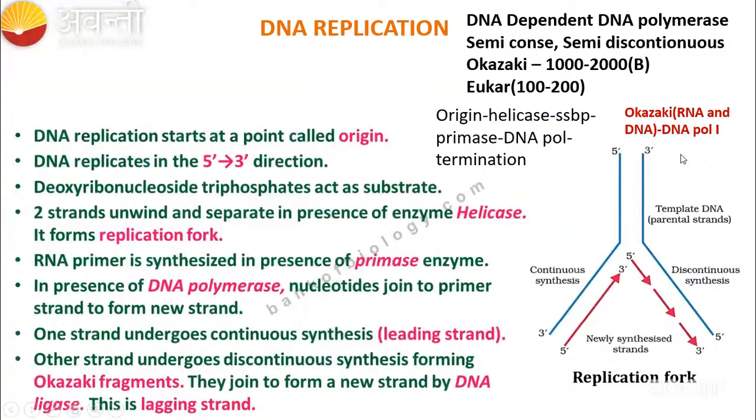Fine. Let us talk about replication, guys. Now I have a question for you: replication in the prokaryotes and in the eukaryotes. Can you tell me, guys, how many origins of replication are there in prokaryotes and how many in eukaryotes? Remember, the origin of replication in prokaryotes is only one, whereas in eukaryotes there are many.